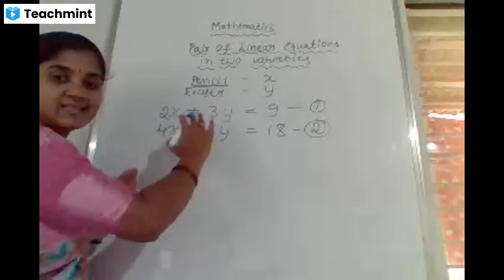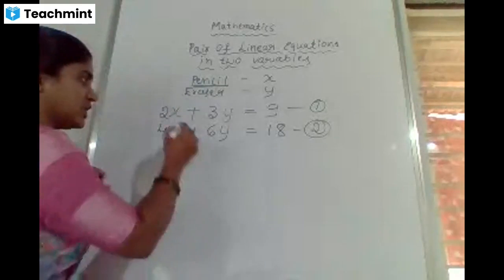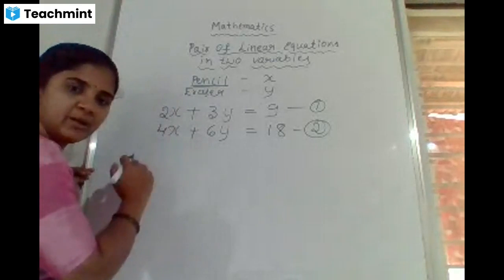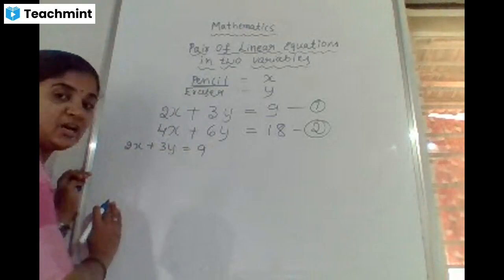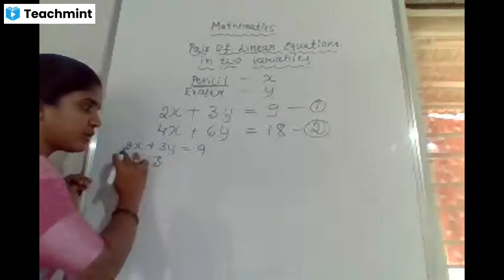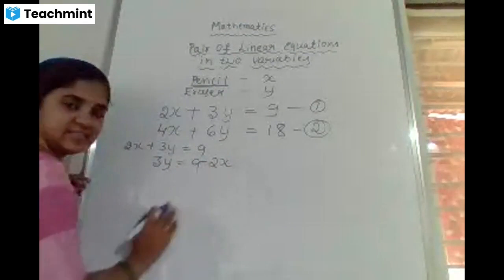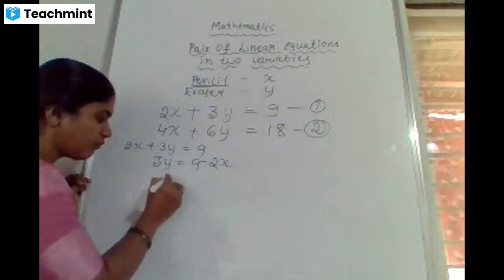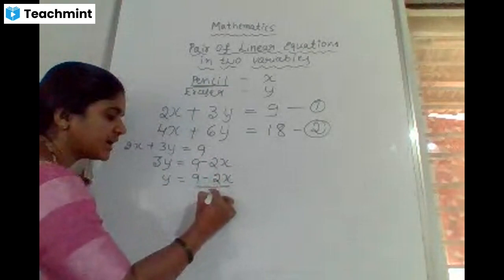Now you have to represent these two linear equations in two variables graphically. For that, we have to prepare a table. First let us take 2x plus 3y equal to 9. Let us express this equation in y form: 3y is equal to 9 minus 2x, so y is equal to (9 minus 2x) divided by 3.